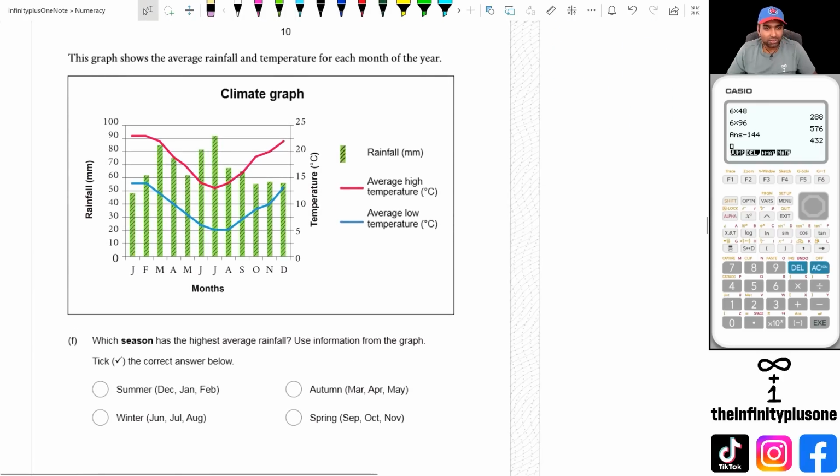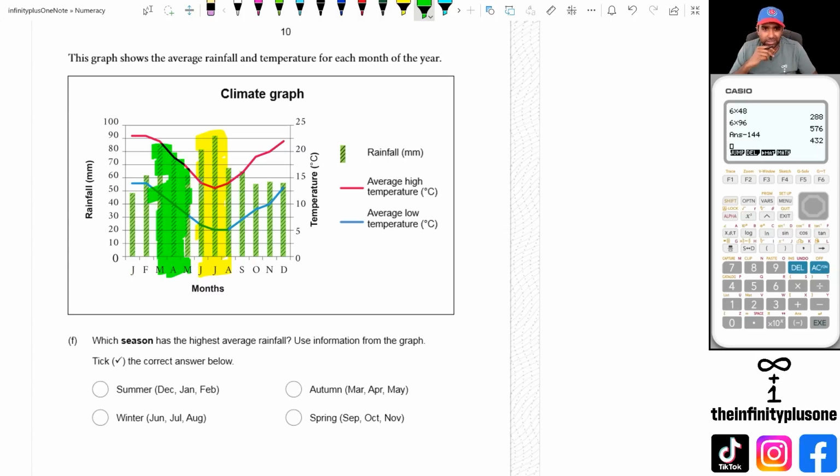All right, so the next question here: average rainfall and temperature for each month of the year. Which season has the highest average rainfall? So rainfall is the green little ones, and we can kind of see it's going to be winter, June, July, August. So June, July, August is right there. So this trio is a lot higher compared to this one here, the March, April, May one.